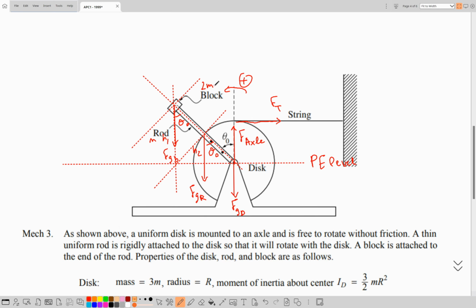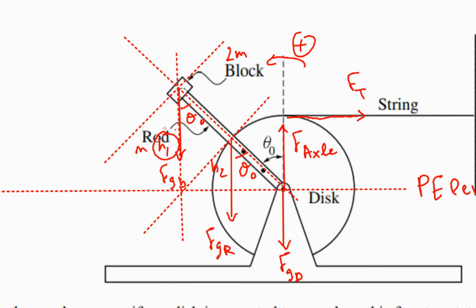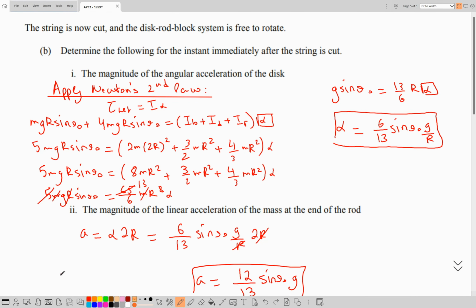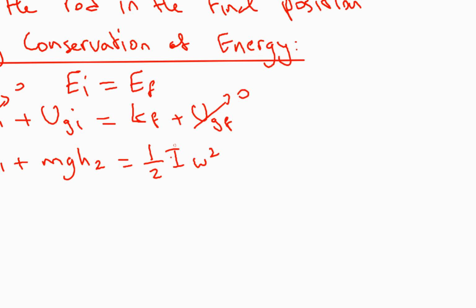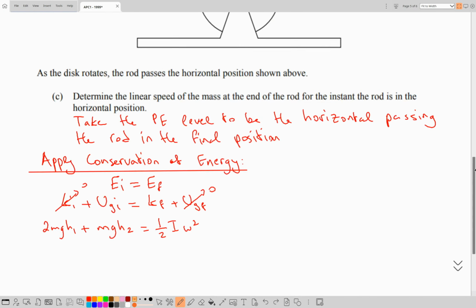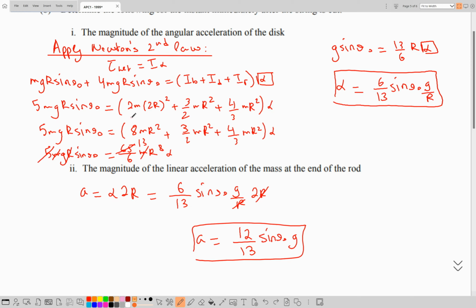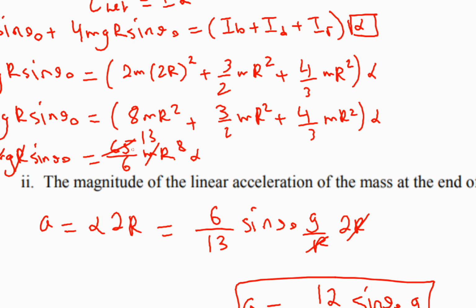Now the block has a mass 2m and its height is given by H1, so the gravitational potential energy of the block is given by mass times g times h, which is 2mgH1, and for the rod it's given by mgH2, and that would be equal to the final kinetic energy here. Because we're talking about pure rotation, it would be half I omega square, and I would be the rotational inertia of the system, which has been determined in this part, given by 65/6 mr square.